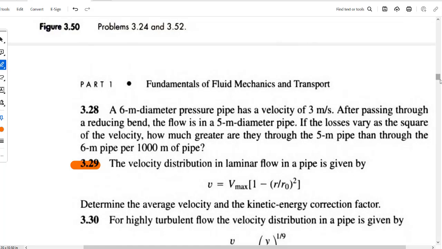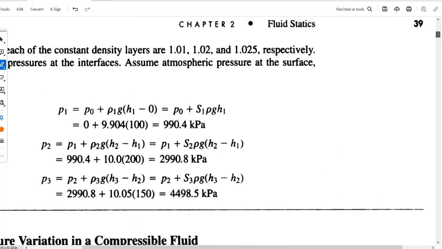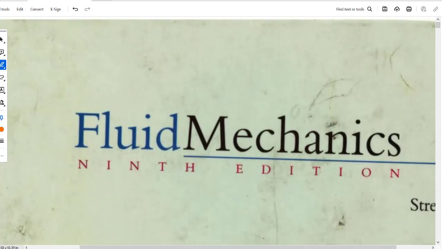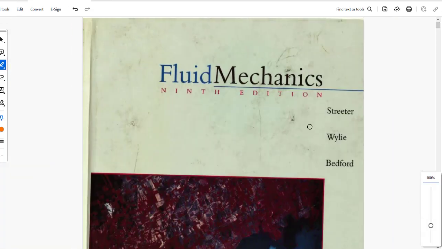But first, let me introduce the book and reference of our problems. This book is Fluid Mechanics from Professor Streeter, Professor Wiley, and Professor Bedford. This is the 9th edition of the book.